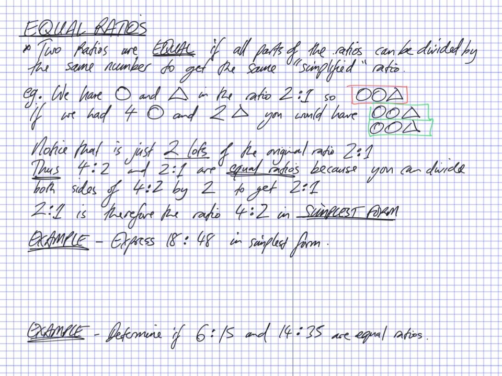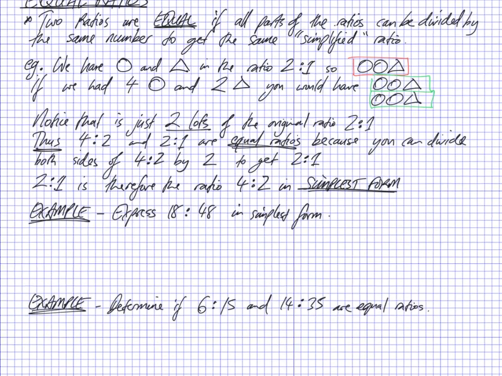Okay? Thus 4 to 2 and 2 to 1 are equal ratios because you can divide both sides of 4 and 2 by 2 to get 2 to 1. So 2 to 1 is the ratio 4 to 2 in simplest form. So you can see that to get equal ratios, to determine if things are equal and get them to simplest form, you want to divide both sides of a ratio.